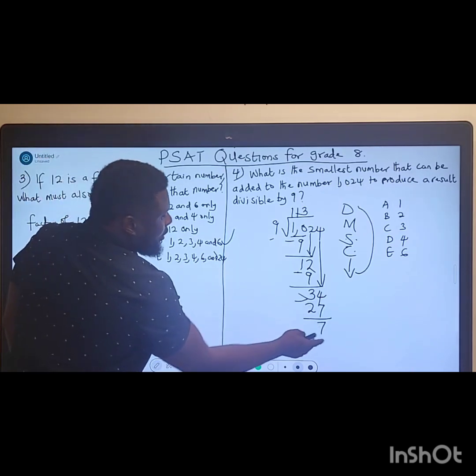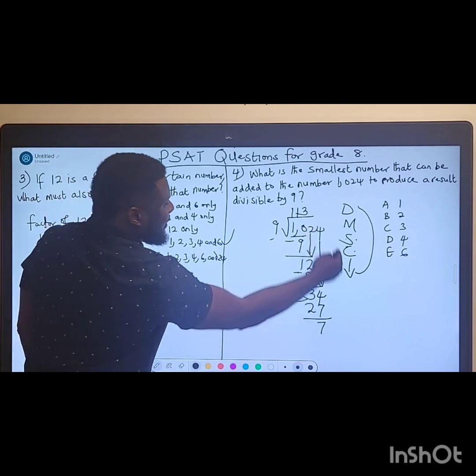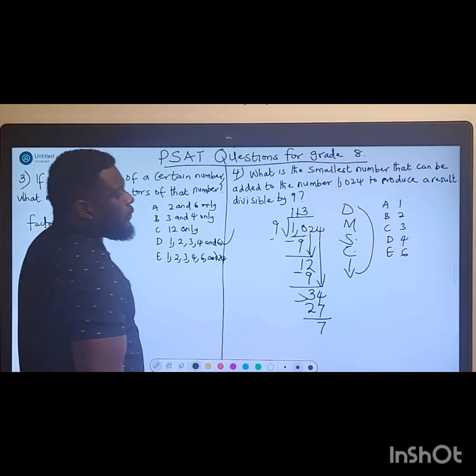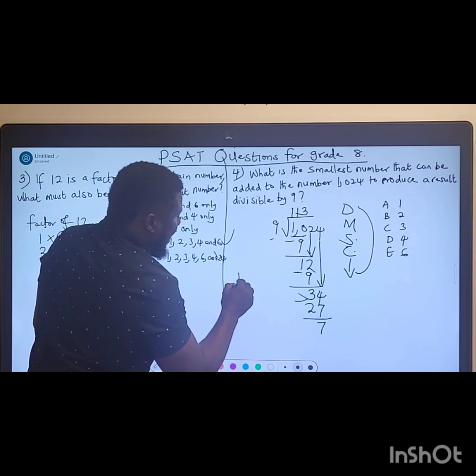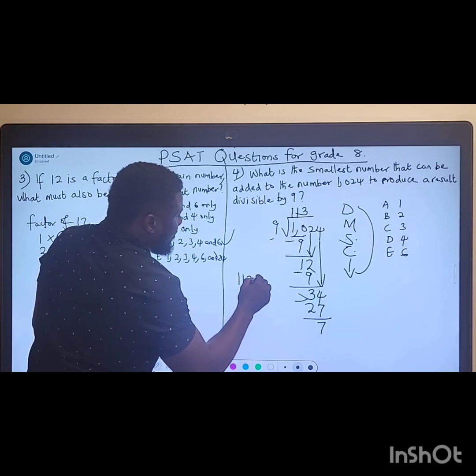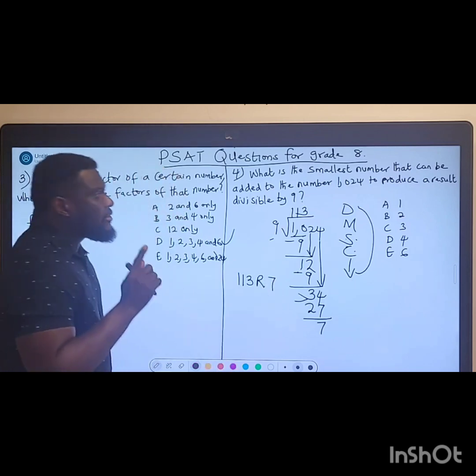So what do you do? You compare. Can 9 go in this? It's not possible. Do you have anything to bring down? Nothing more. Which means your answer here is 113, remainder 7. But that's not where we are going.